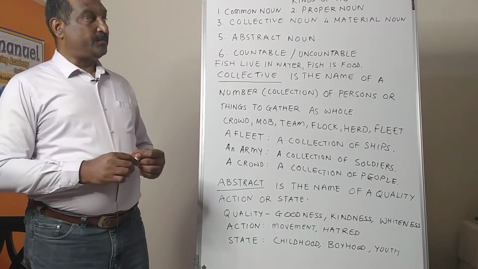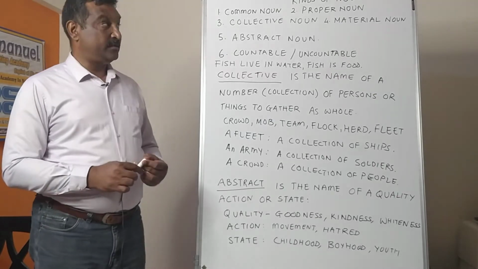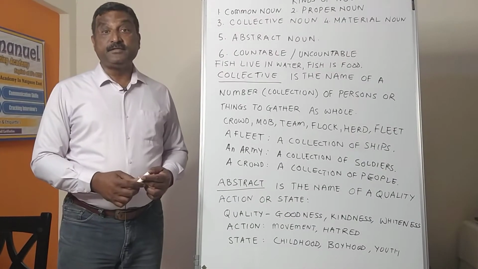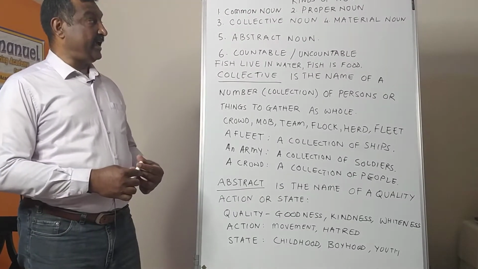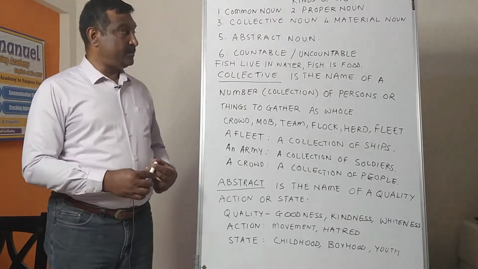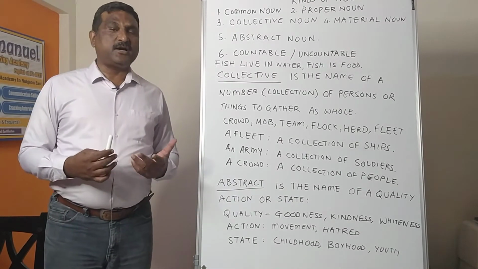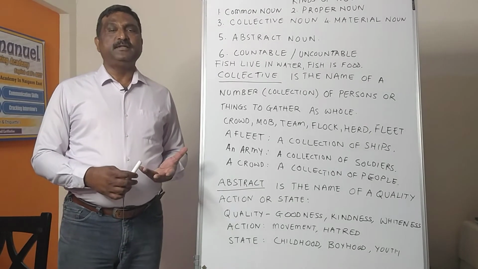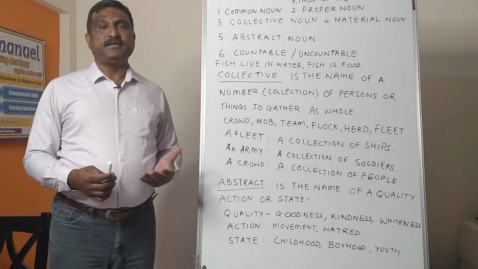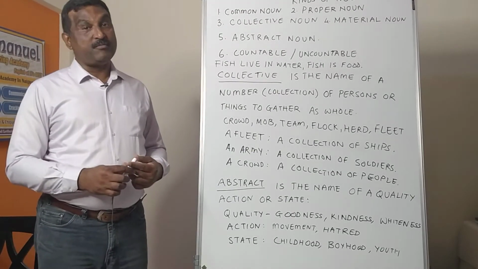To begin with, we have the common noun, the proper noun, the collective noun, the material noun, the abstract noun, and last but not the least is the countable and uncountable noun. Now this is a class, the countable and uncountable noun. These nouns actually come in the common noun, but they are given a different class just to make things a little bit clear. Now let's see what a common noun is.